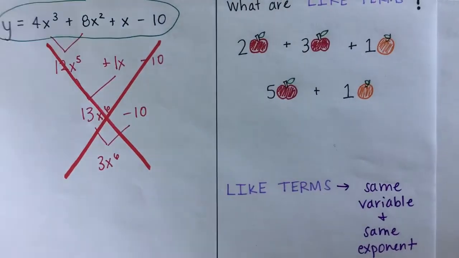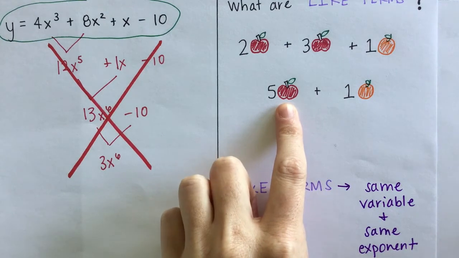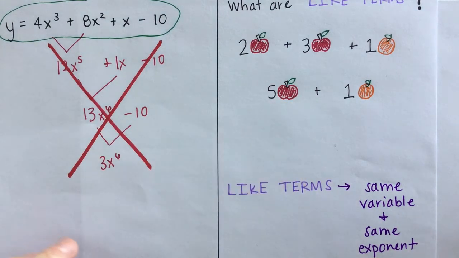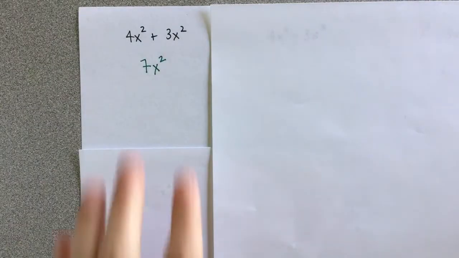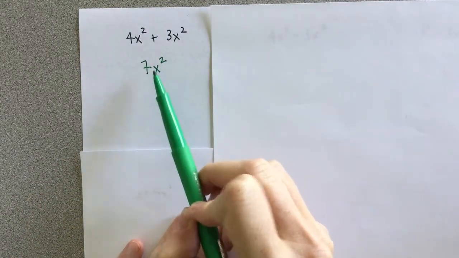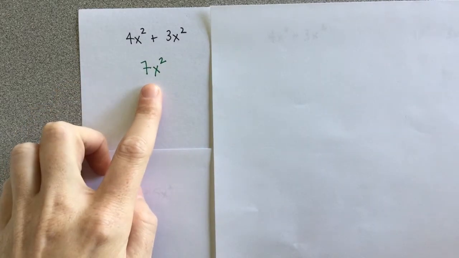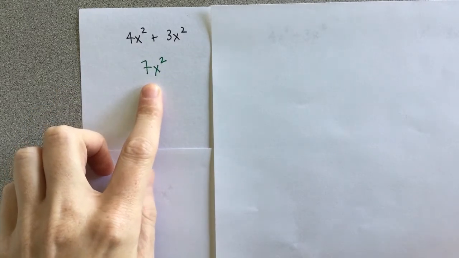So when we combined 2 apples and 3 apples, notice this is still an apple. It didn't become like apple squared or something, right? So over here, when we combine our like terms, notice that the variable and the exponent stays the same. So we have 4 of this thing, 3 of this thing, now we've got 7 of those things, 7x squared.